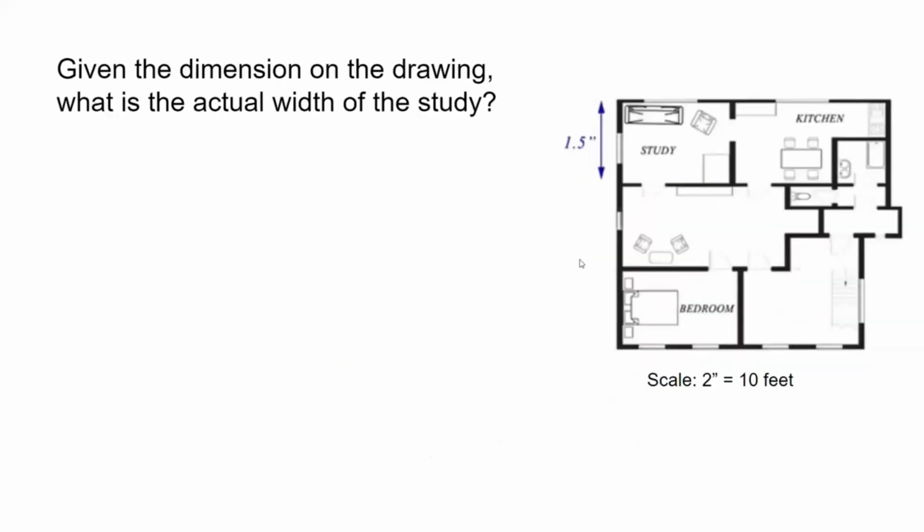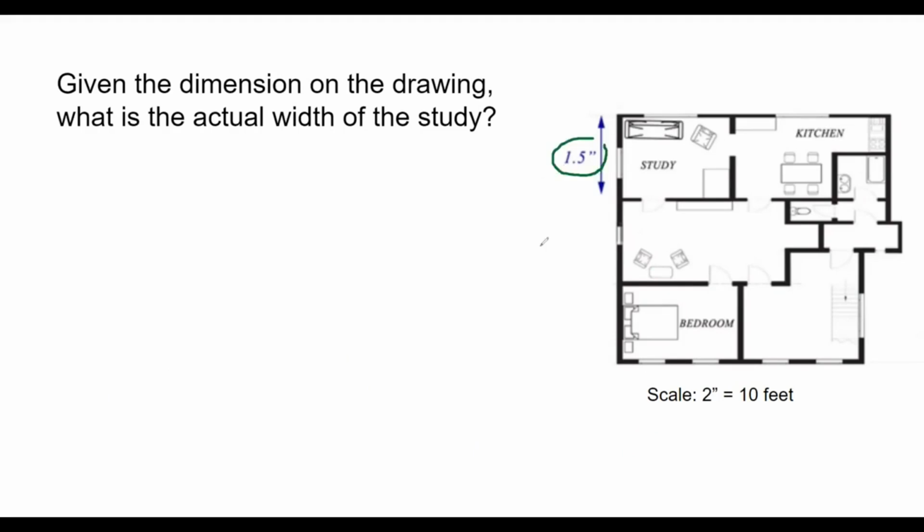Given the dimension on the drawing, what is the actual width of the study? We have the same house here, but now we're being given the width of the study as 1.5 inches, and we have our scale down here. Scale: 2 inches equals 10 feet. Let's set up our scale again as a ratio. This time I'm going to do it the other way, just to show you that it doesn't matter. We can put feet on the top: 10 feet to 2 inches.